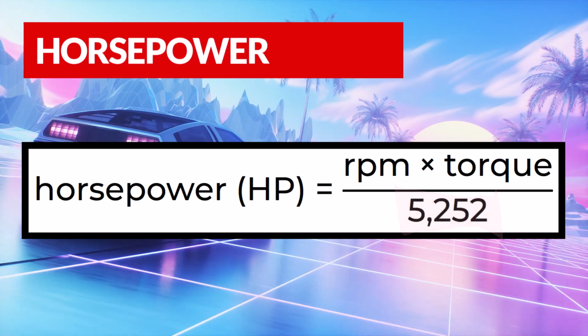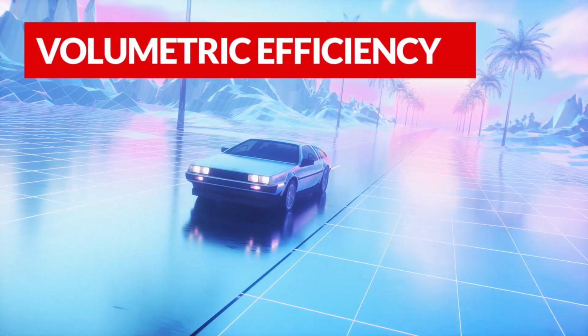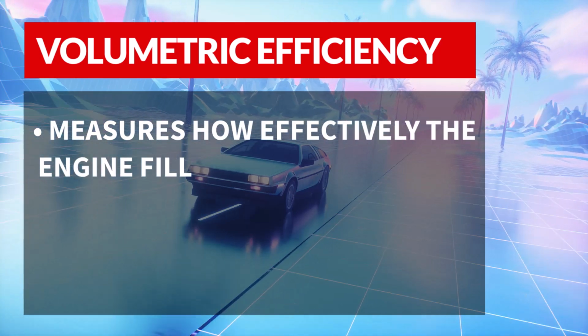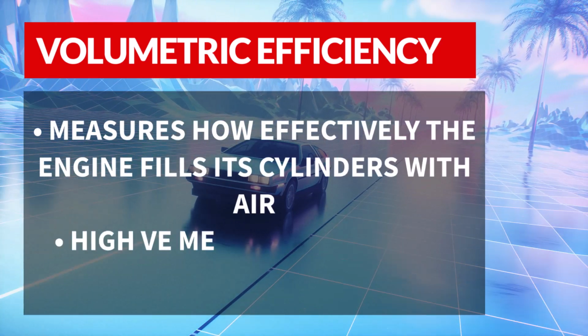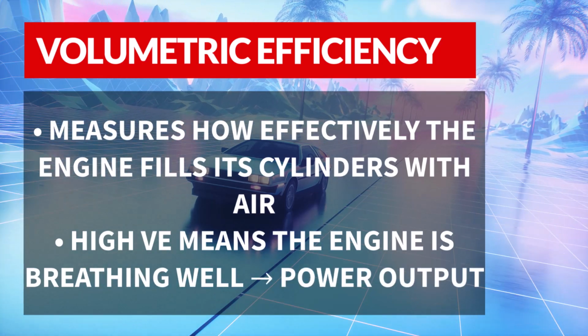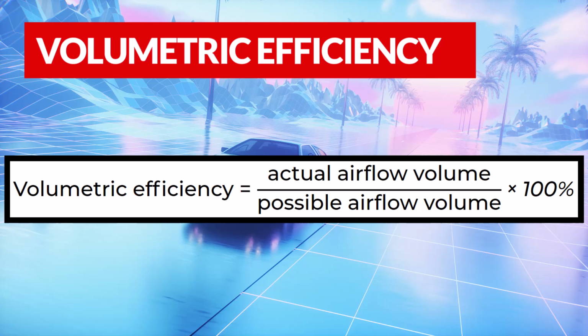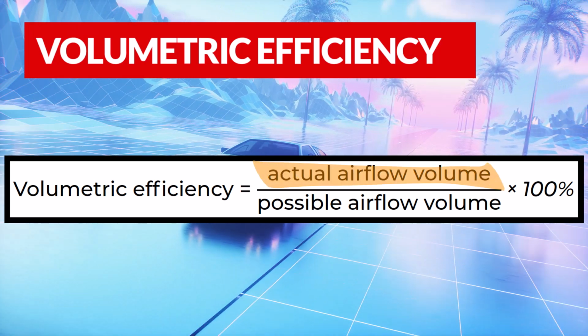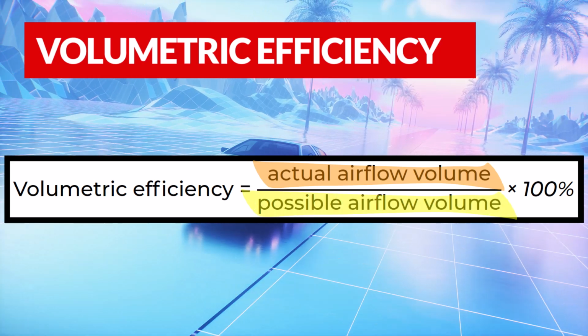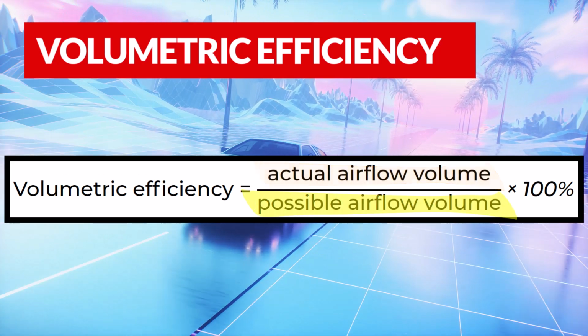calculate horsepower. Volumetric efficiency, denoted VE, measures how effectively the engine fills its cylinders with air. A high VE means the engine is breathing well, which often translates to better power output. It's calculated using the following formula. We take the actual airflow volume, which is something that a technician can measure, divided by the theoretical or possible airflow volume, multiplied by 100%.